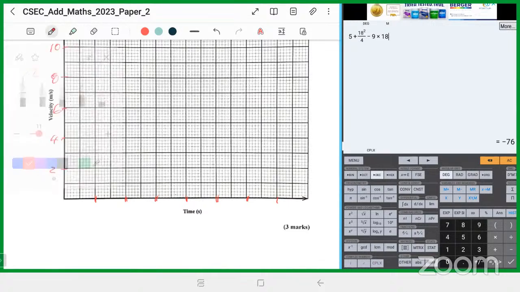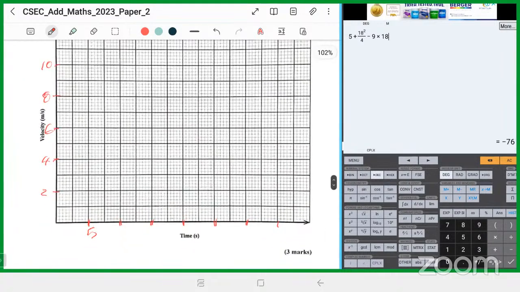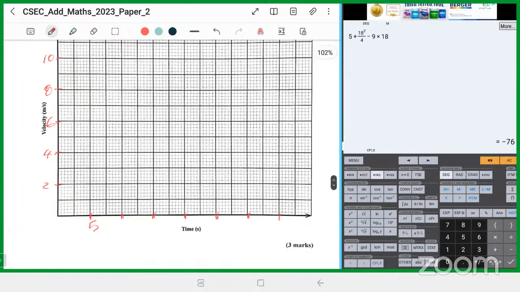5, 10, 15, 25. I don't want that because I don't like those values. All right, 5, 10, 15, 20. Let's see what I can see. 5, 10, 15, 20.